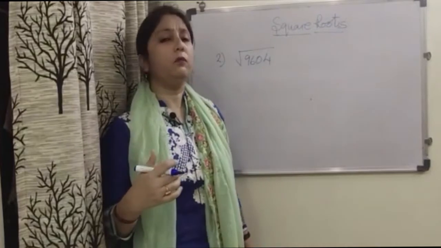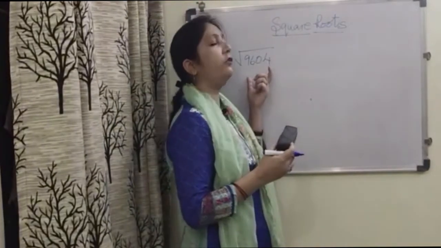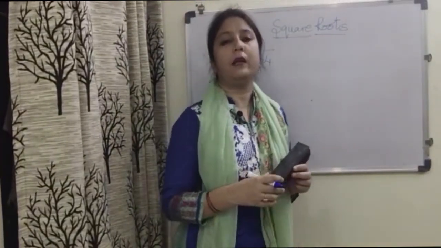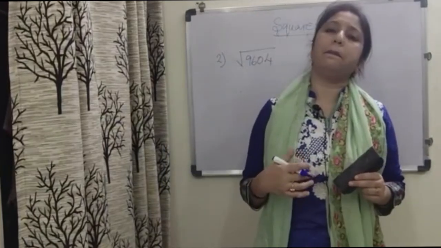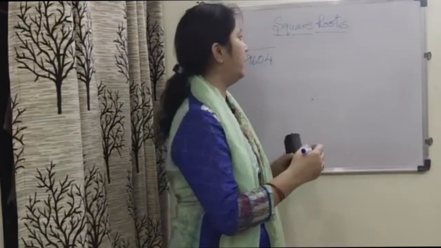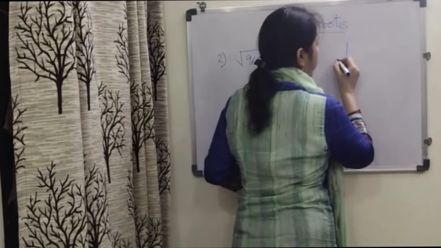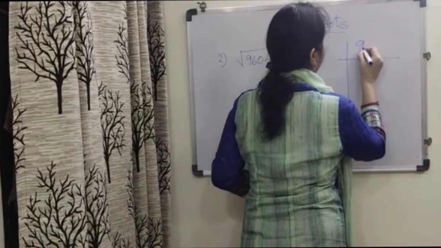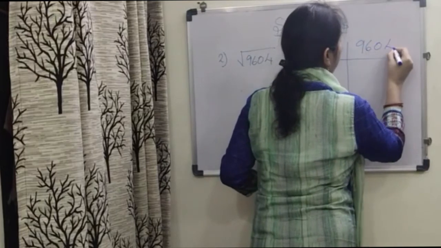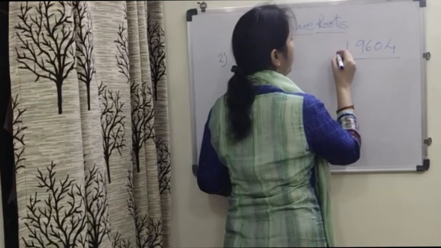In the sequence, we take another number 9604. We have to calculate its square root by prime factorization method. Children, let's go for the prime factorization. You all have become very smart, so you don't need any assistance. You can go fast.